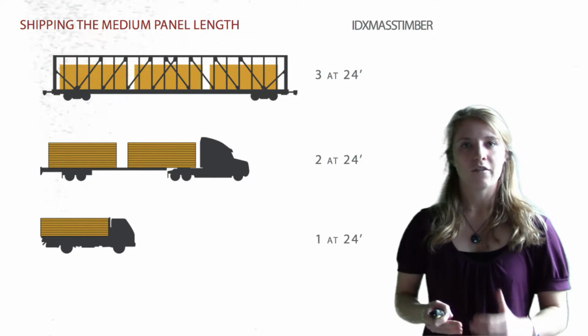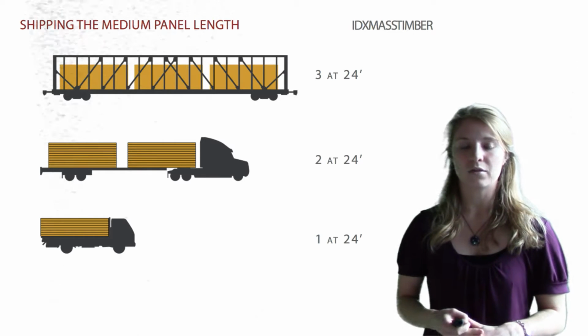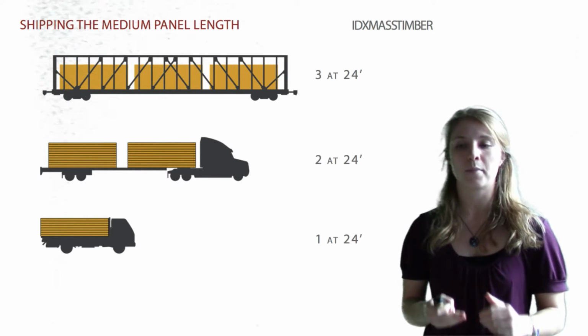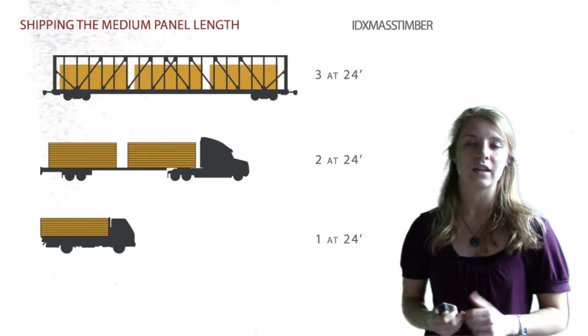For the remainder of my presentation here, we will be using a 24-foot by 8-foot 5-ply panel to compare the shipping options between these 3.